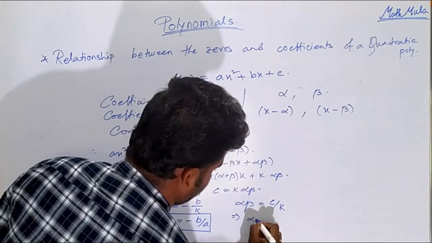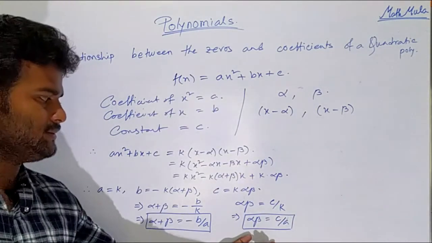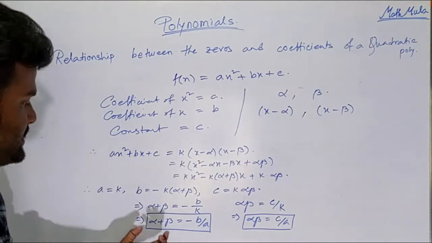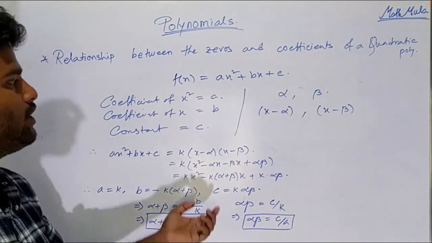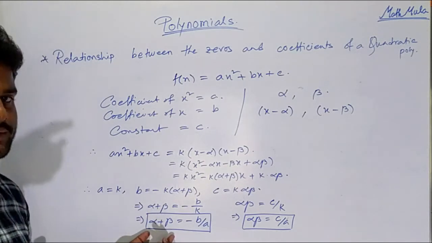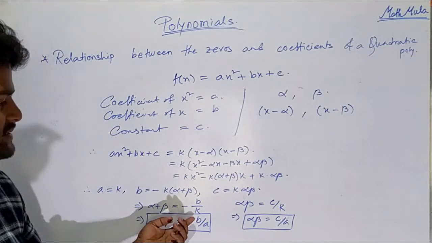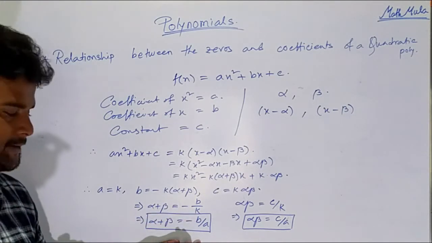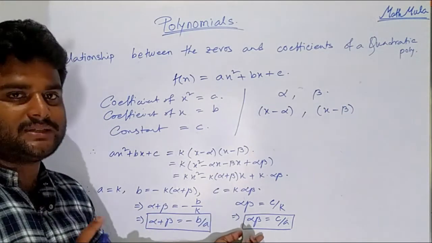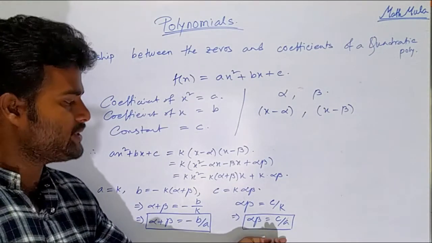Okay. Now alpha into beta is equal to c by k. Now what is the value of k? It will be c by a. And these two are the relations between the zeros and the coefficients of the quadratic polynomial. The sum of the zeros is equal to minus the coefficient of x by the coefficient of x square, and the product of the zeros is equal to the constant term by the coefficient of x square.